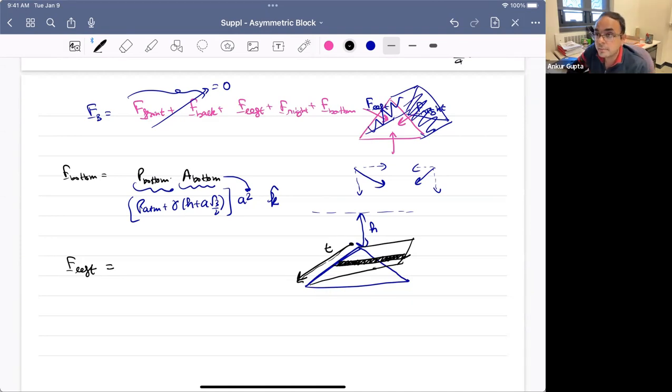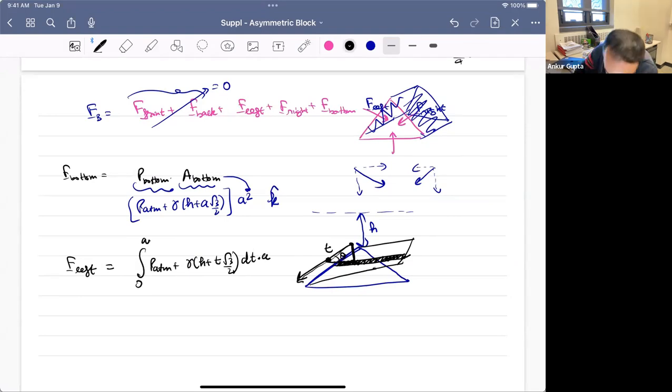But note that my pressure for any given T is not necessarily gamma H plus T. Pressure at any point T here, you need to take this sine theta part, because the vertical distance is still not just gamma H plus T. So what I'm trying to say here is you will get P ATM plus gamma times (H plus T root 3 by 2). Then the area is that strip, dt times A, from 0 to A.